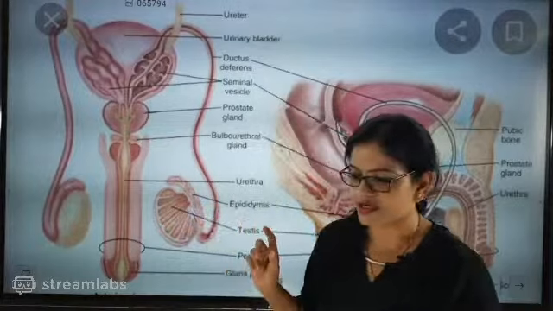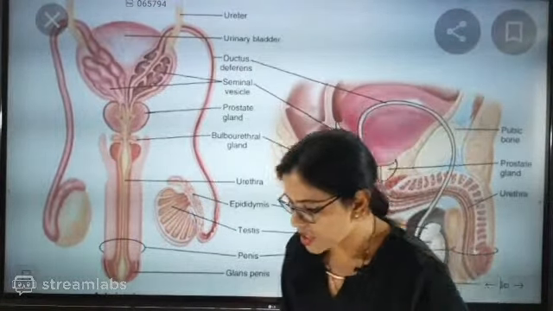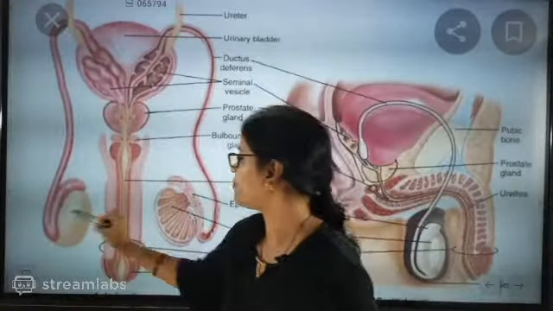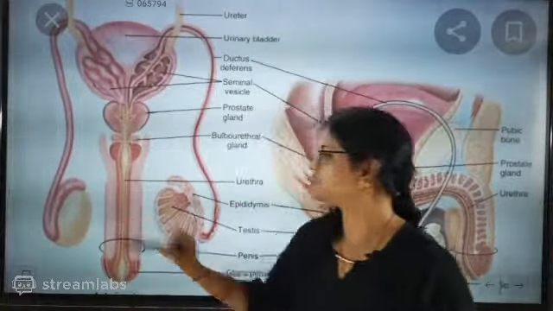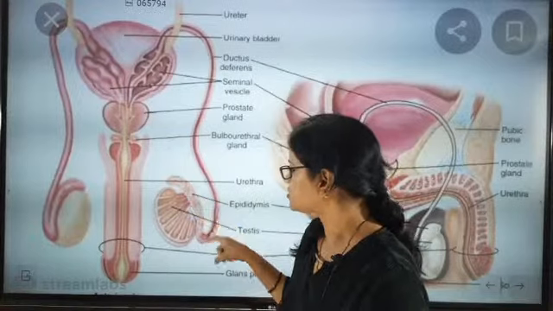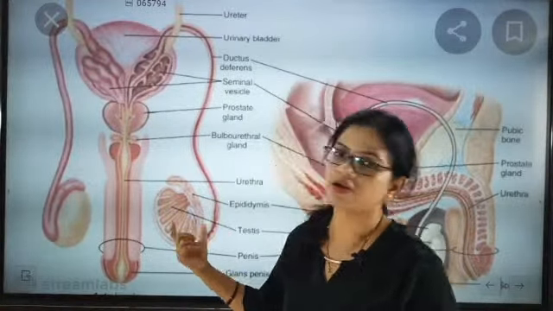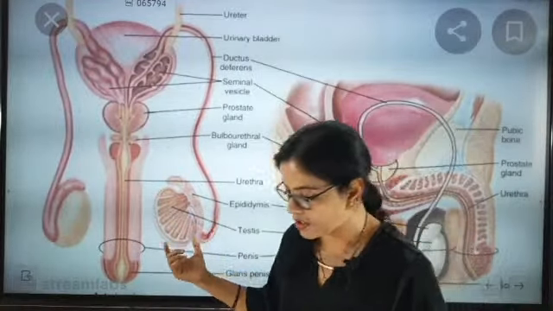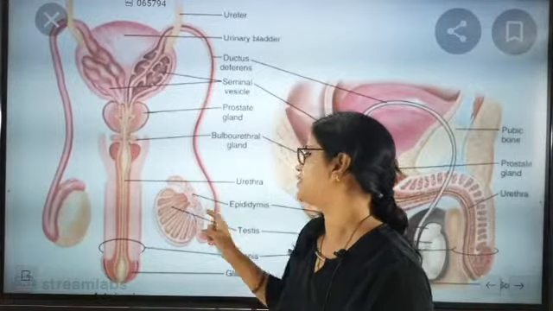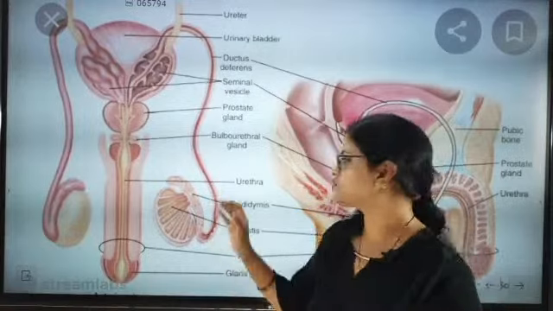First we have to understand that sperm formation is a natural process. Here the testis is the region where a pair of testes is there. This testis is the region where the sperms are formed, and then this part is called the epididymis. This is the primary sexual organ of male reproduction, and this coiling is called the epididymis. Temporarily the sperms are stored here.